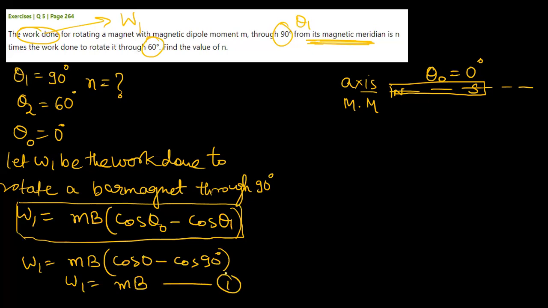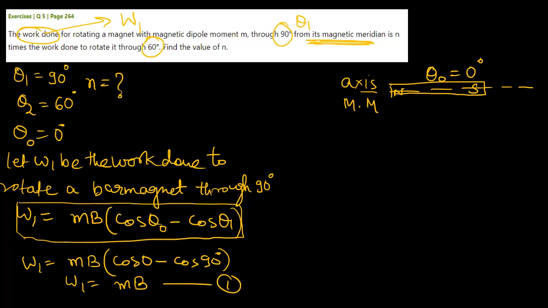So the first work done, which I've got from 0 to 90 degrees, will be MB. M is the magnetic dipole moment mentioned in the question, B is the magnetic field. So the first work done will be W1 equal to MB. I repeat once again, the magnetic meridian will be considered as a 0 degree angle.